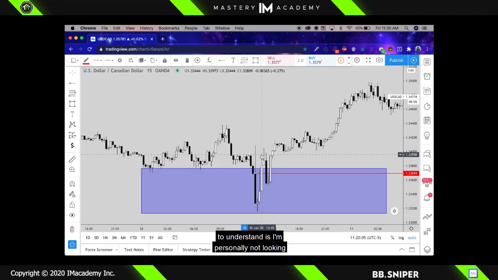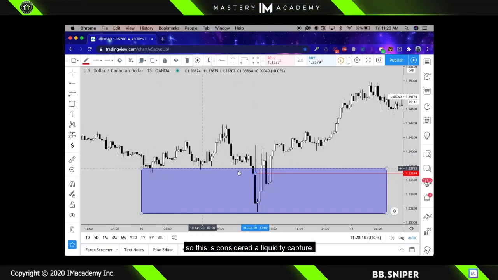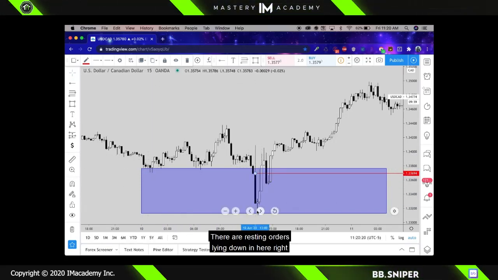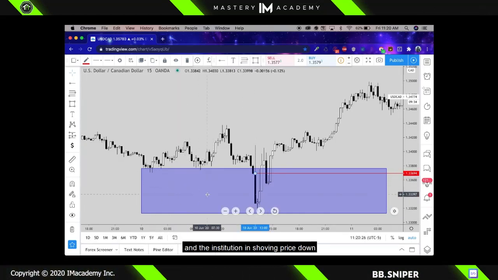Okay, one thing I want you guys to understand is I'm personally not looking to execute on that first institutional movement. Generally, those long wicks are identified on the other side of equal highs or equal lows. So this is considered a liquidity capture. There are resting orders lying down in here, right? And the institution is shoving price down to capture those positions, take their positions, and then move price away from it. I'm patient in the market and I'm waiting until they come back and clear up the price action that they have now created. So what exactly does that mean?